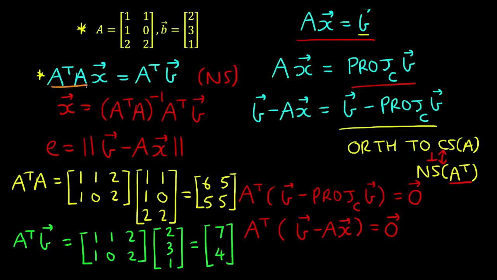And therefore, using this equation, we can solve for X by inverting A transpose A, which is a simple 2 by 2 matrix. And from that, you'll be able to easily calculate the error to the approximation of B.